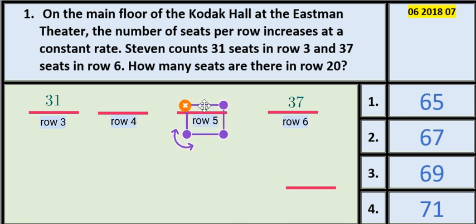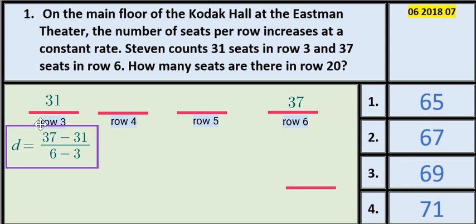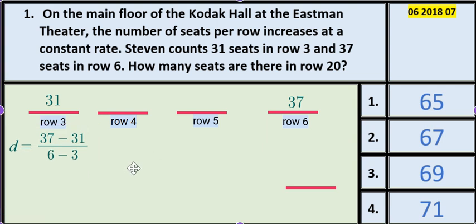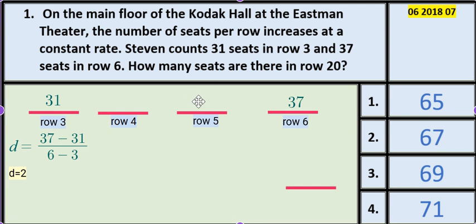So to make that calculation, we're really treating this just like we would slope. We subtract the number of seats and divide by the number of rows. So our common difference, how this is changing, is every row has 2 more seats than the last one. So now I could fill this in with 33 and 35 to establish that constant rate of change.